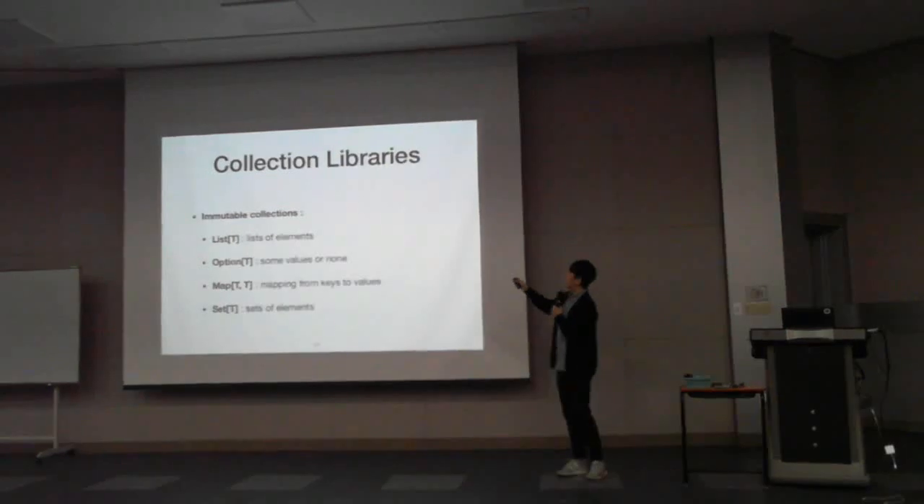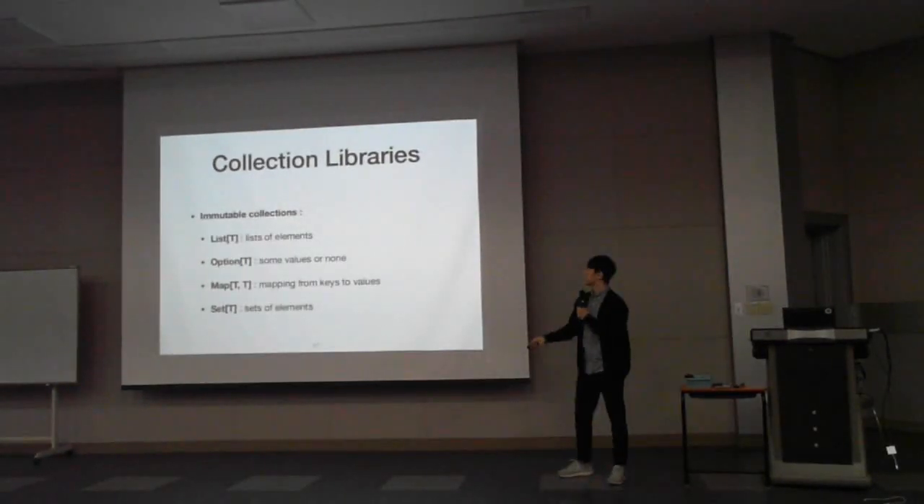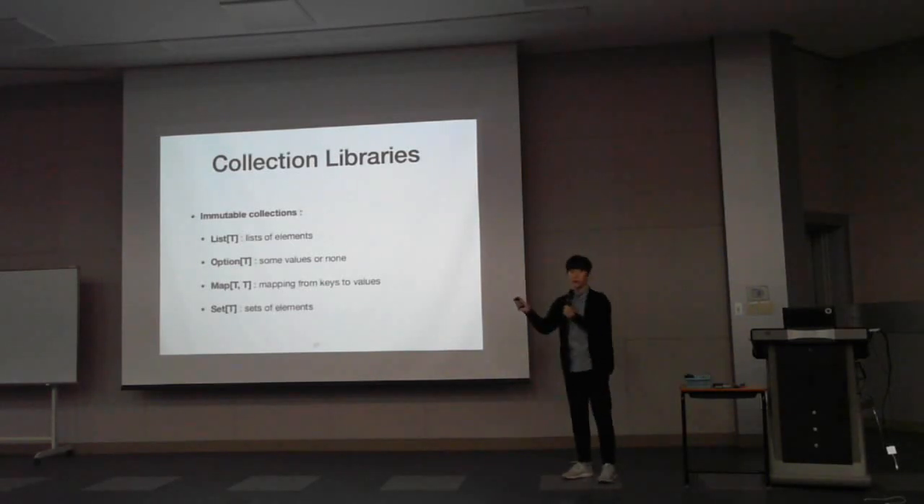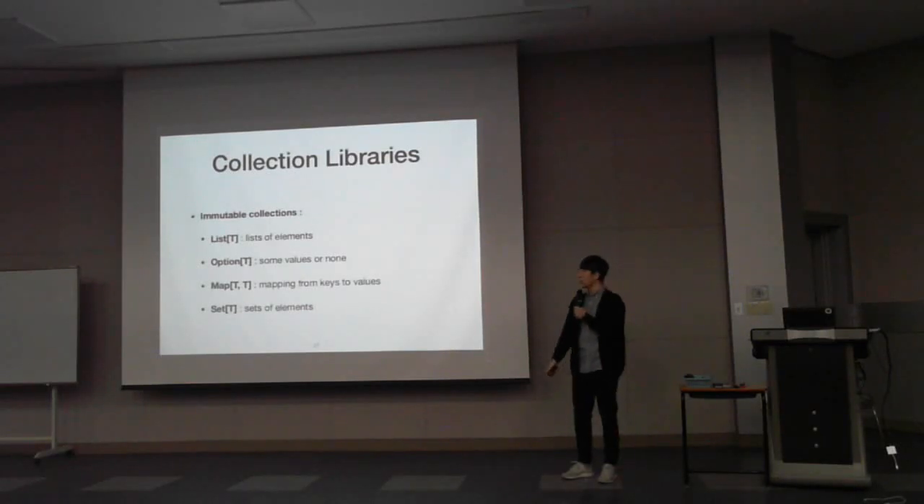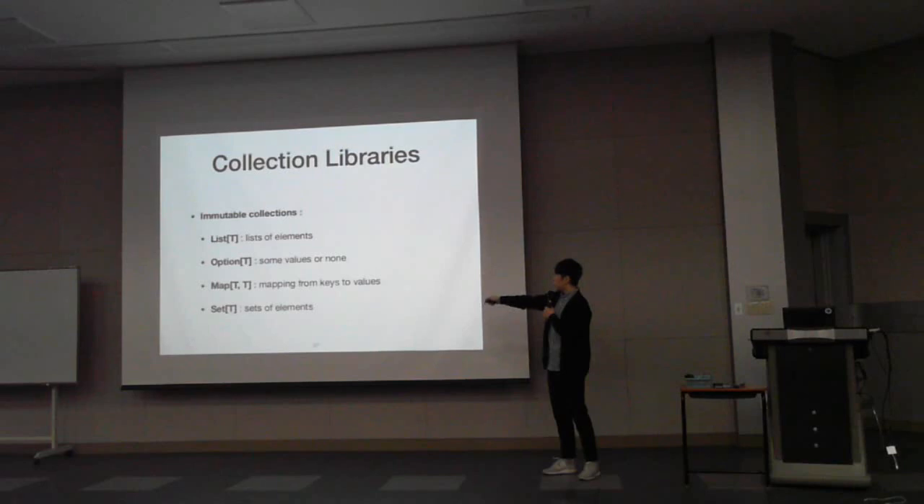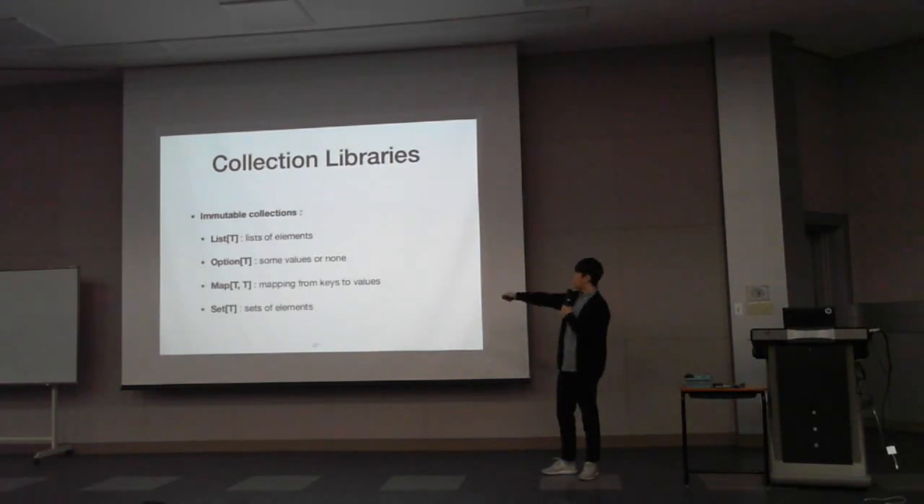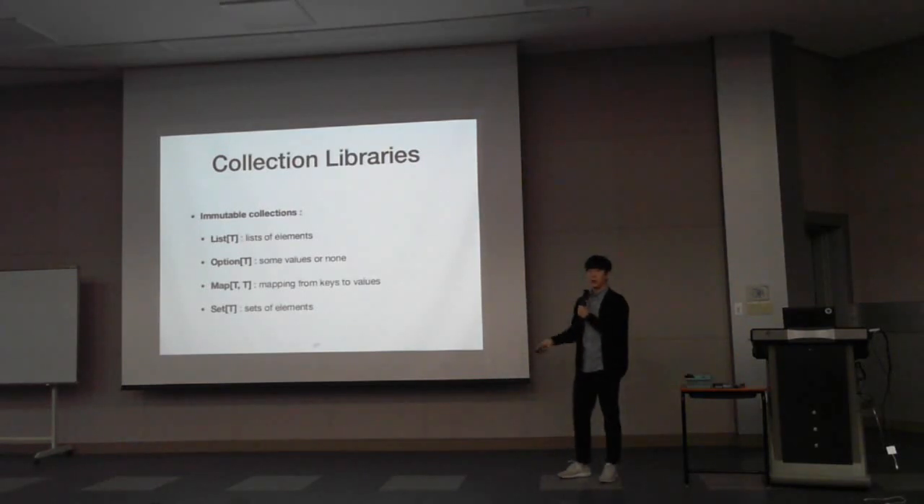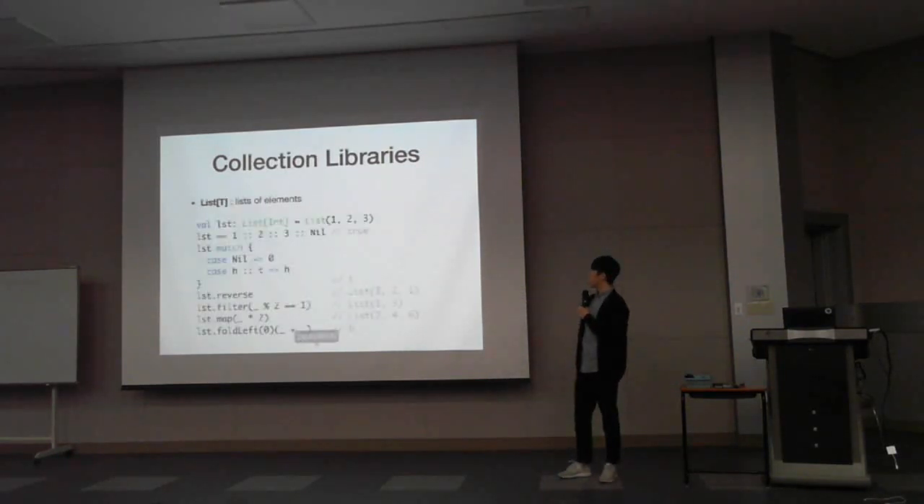So the last part of Scala is where we will introduce several collection libraries. Collection libraries are simple data structures frequently used in coding. I will explain List, Option, Map, and Set. List is a list of elements, Option is some value or None, Map is a mapping from keys to values, and a set of elements is a Set. I will explain one by one with examples.